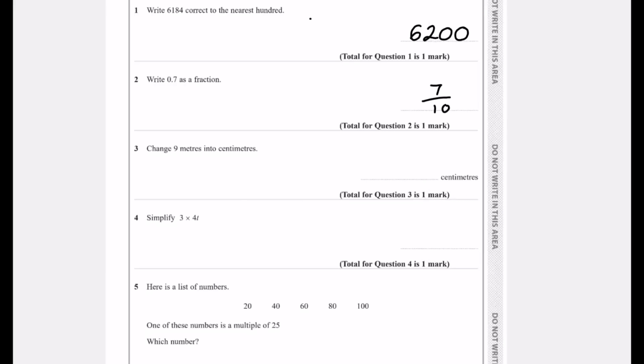Question 3, change 9 meters into centimeters. Each 1 meter is equal to 100 centimeters. So 9 meters is 900 centimeters.